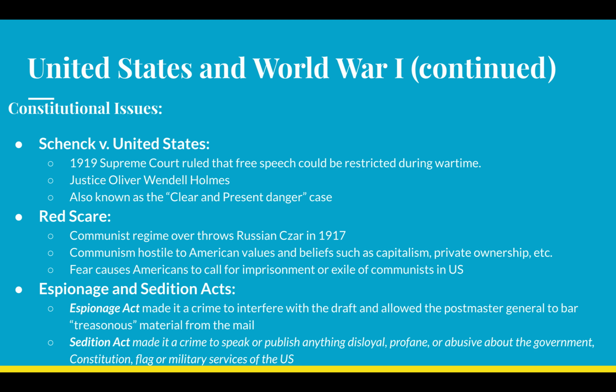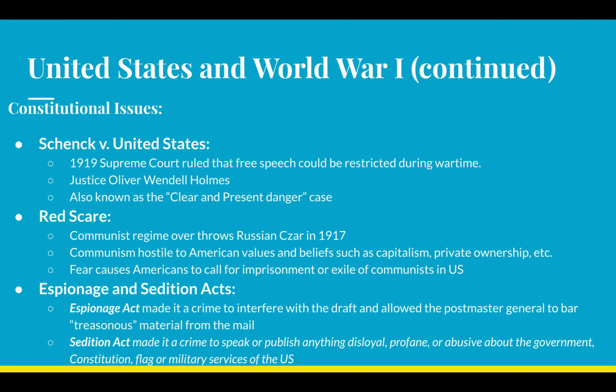So basically, what this means is that your freedom of speech is limited. You cannot just say things and think it's just freedom of speech, especially if you're causing a danger to society. If you're putting people in danger with the words that you use, then you do not have freedom of speech. One of the biggest aspects that arises after World War One is the Red Scare.